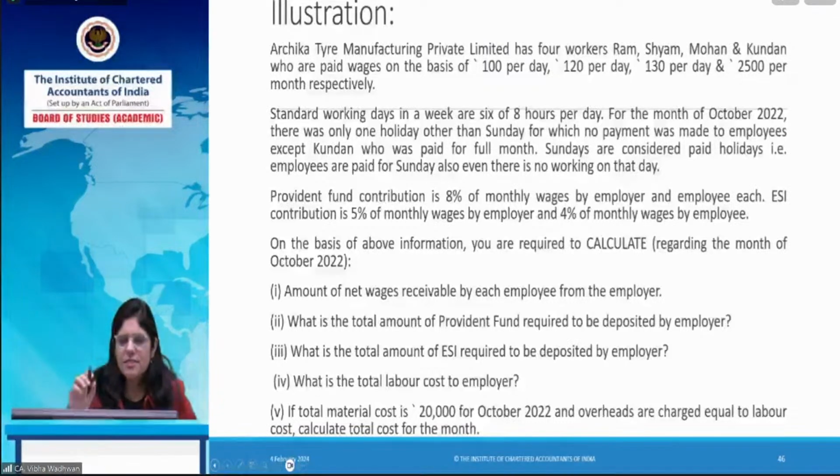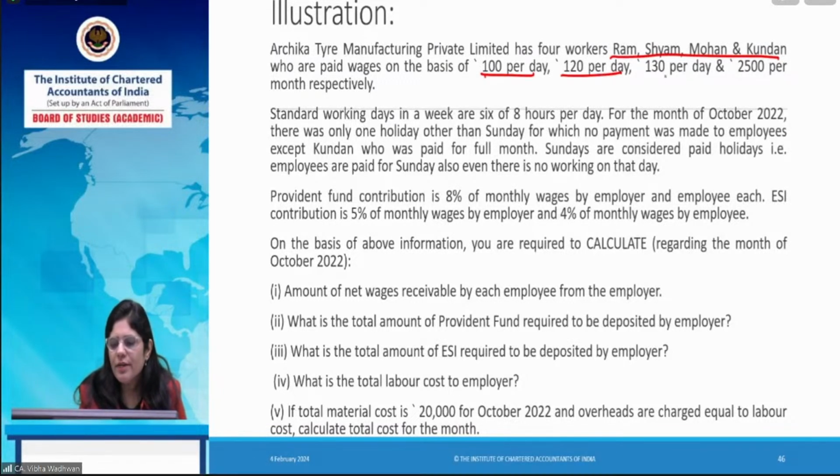So let us discuss this illustration. It has 4 workers, Ram, Shyam, Mohan and Kundan, who are paid 100 per day, 120 per day, 130 per day and 2500 per month. So Kundan is paid on a month basis and the rest of the 3 are paid on a day basis. Clear? Standard working days are 6 of 8 hours per day for the month of October. So basically there are 6 days.